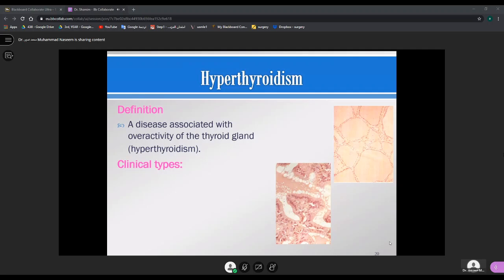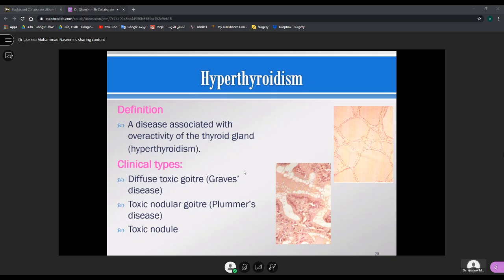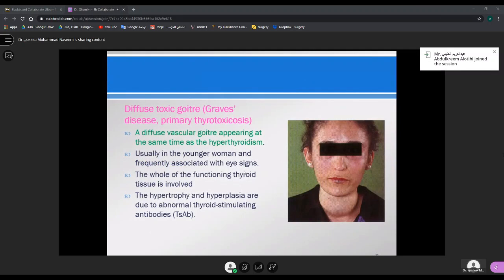So we will develop our discussion further on simple goiter, hyperthyroidism. It is defined as a disease associated with overactivity of the thyroid gland. Three clinical types: diffuse toxic goiter, which we call Graves' disease, or toxic nodular goiter, which we call Plummer's disease, or toxic nodule, where a single nodule becomes overactive for unknown reason. Diffuse toxic goiter or Graves' disease is also called primary thyrotoxicosis. Here, a vascular diffuse goiter appears at the same time as hyperthyroidism. That is, the patient develops increased level of thyroid hormone as well as increase in the size of the thyroid gland at the same time.